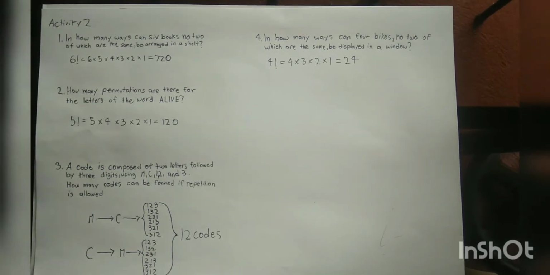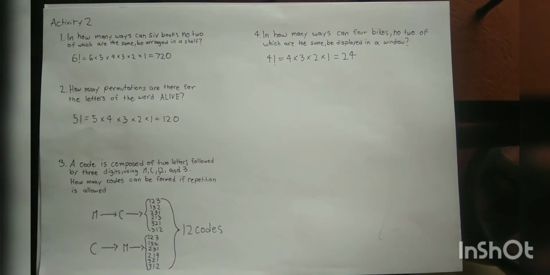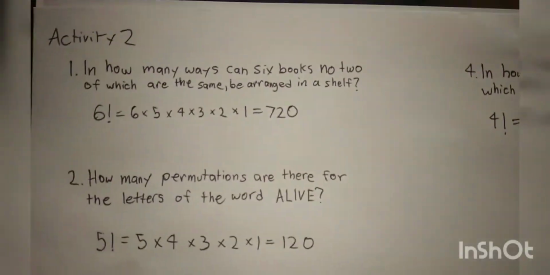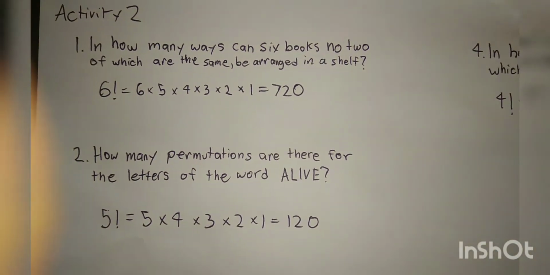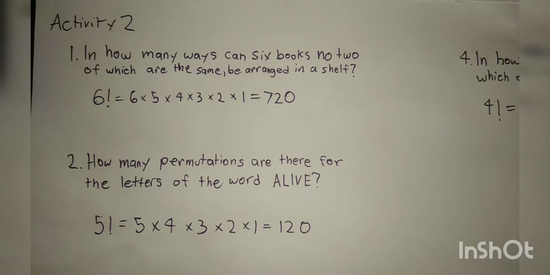Now, let's start by answering these word problems. Now, let's start with number 1. In how many ways can 6 books, no 2 of which are the same, be arranged in a shelf?